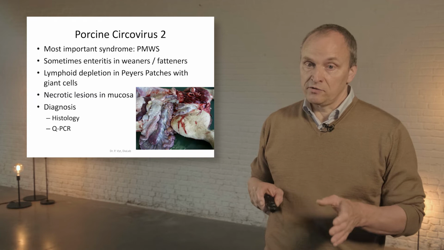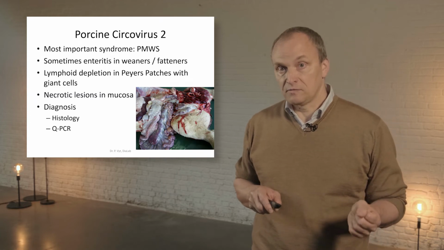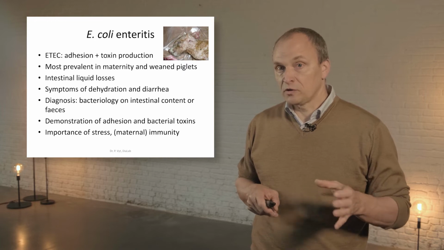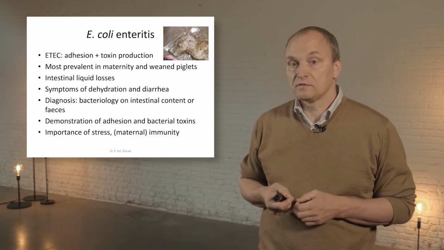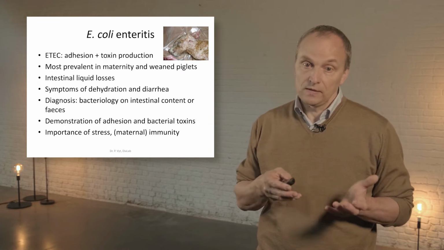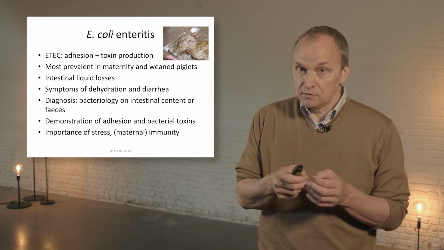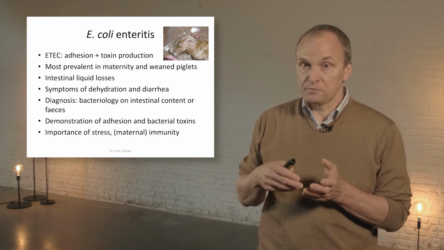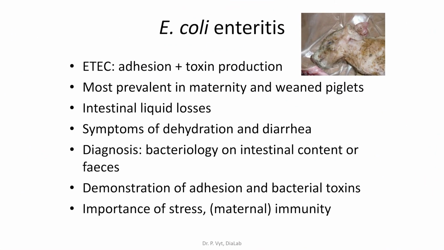When we look at bacteria, on the other hand, they have other mechanisms to cause enteritis. First of all, we look at E. coli, the most important bacterial agent causing enteritis in pigs. E. coli has to adhere to the intestinal cells, and then it produces toxins. Those toxins stimulate the intestine to produce liquid, enzymes, minerals, all those things. So you get an animal which is dehydrated within its own intestine. Very important, you see symptoms of dehydration and diarrhea.